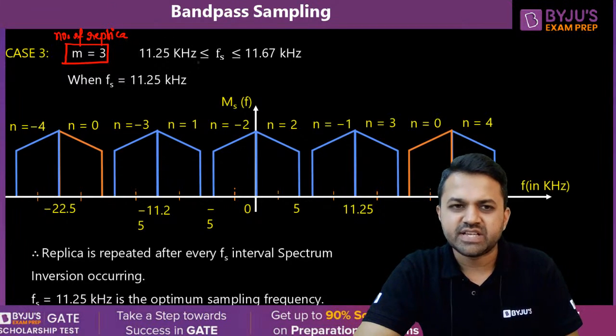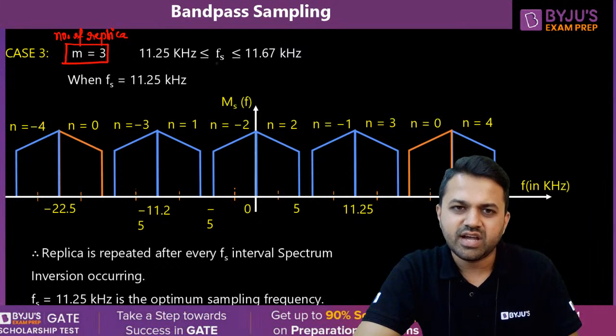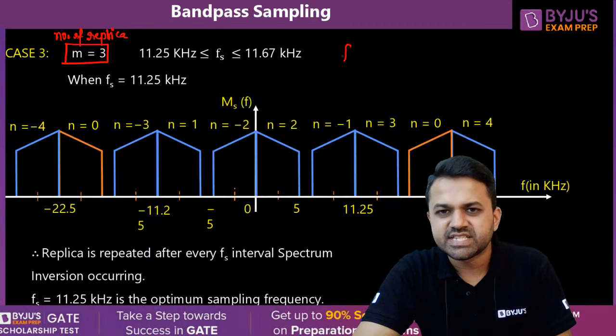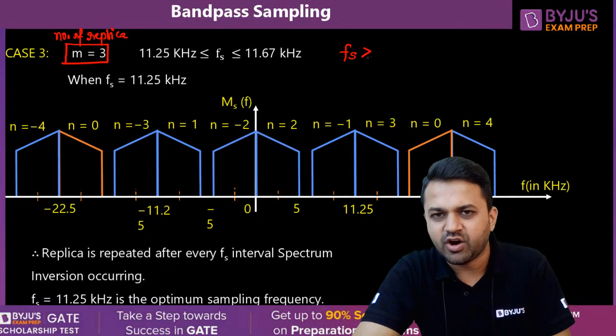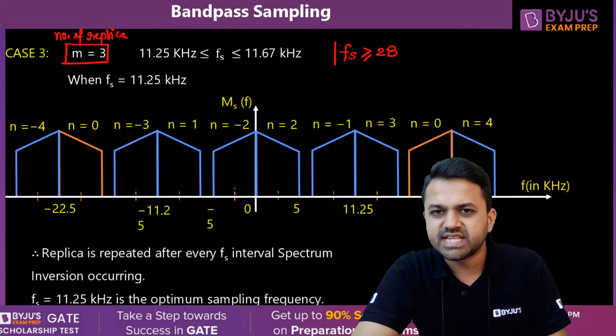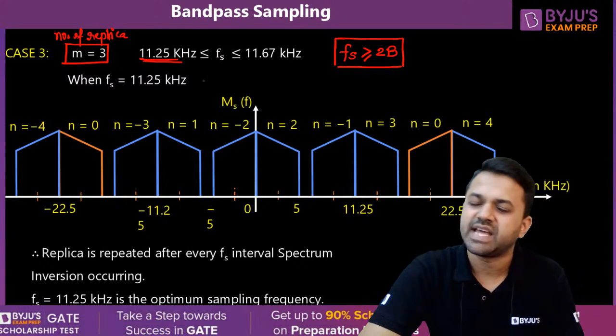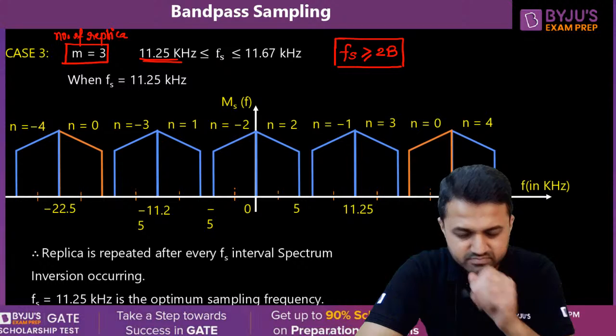When I calculated Fs with m equal to 3, I got Fs greater than 11.25 and less than 11.6, which is still satisfying the criteria of Fs greater than 2b. That means 11.25 can also be chosen as a sampling frequency.